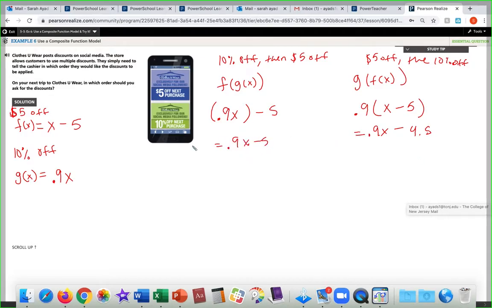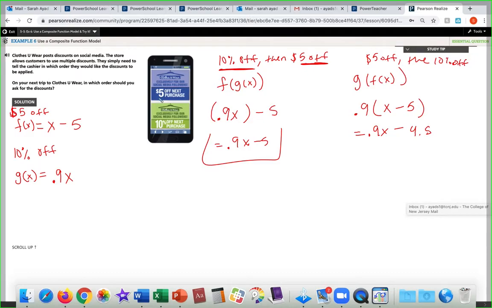Which is cheaper? Come on, guys, don't fail me. Which is cheaper? Do I want to take 90% of something and then take $5 off? Or 90% of something and take $4.50 off? I would much rather keep my 50 cents. I don't know about you. So therefore, I would much rather take the 10% off and then the $5 off.